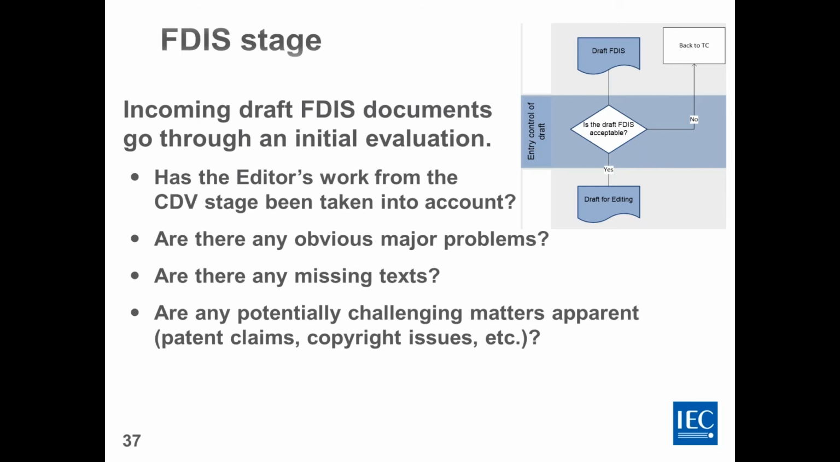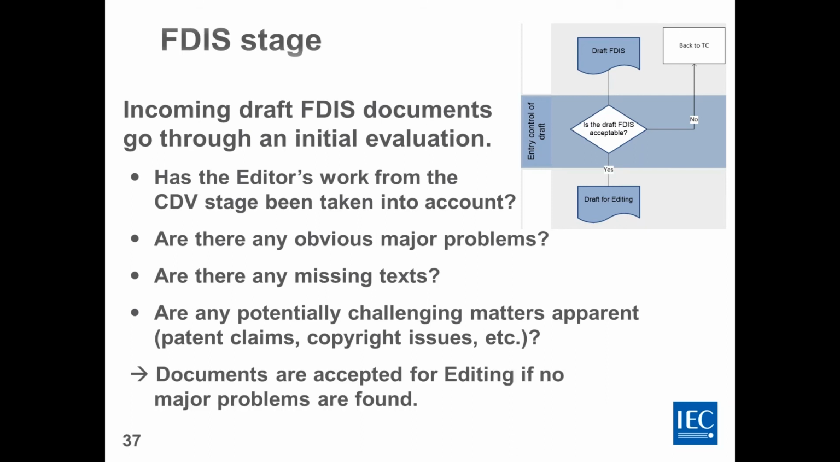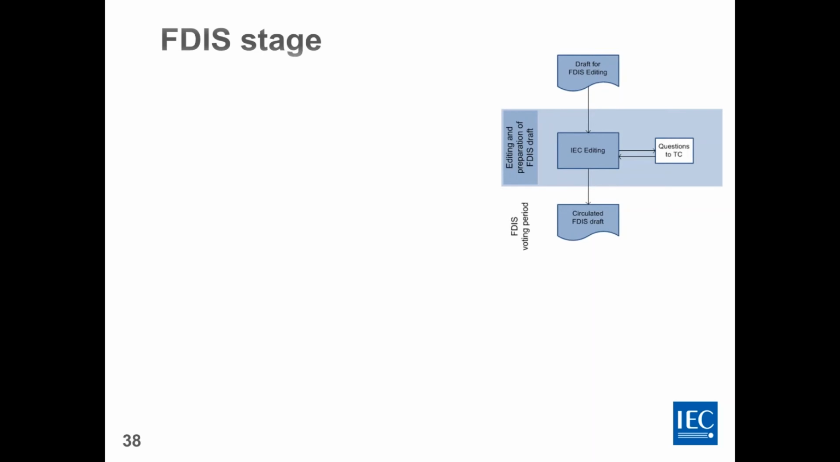What do we do at the FDIS stage? Contrary to the CDV, where we edit the document in parallel to the vote, at the FDIS stage, we will edit the document before vote. The reason being that a document which is submitted for FDIS vote has to be as close as possible to the final product. So we will go through the document one last time before the vote and try and weed out some of the last remaining errors.